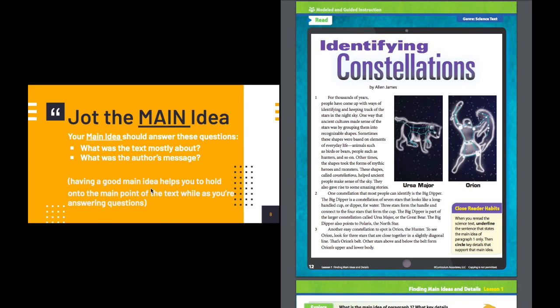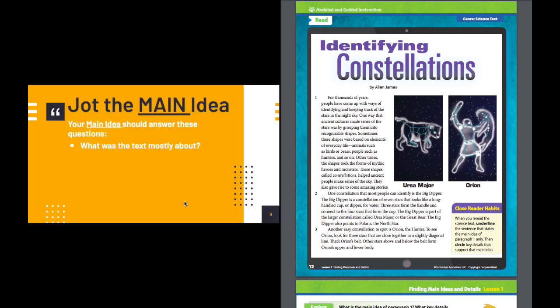So why do we jot the main idea? It's so that we have a good main idea to help us hold on to that main point of the text while we're answering questions about it. So when it comes to STAR or other tests, we're able to answer questions because we fully understand the text and the main point that the author was trying to tell us. So with this text, what was the text mostly about? So the text was mostly about how to find constellations by grouping stars into recognizable shapes.